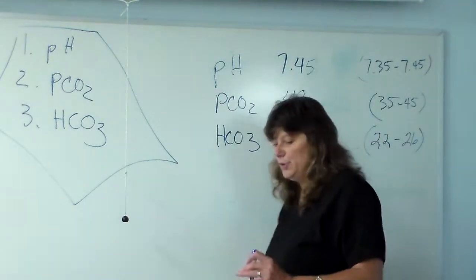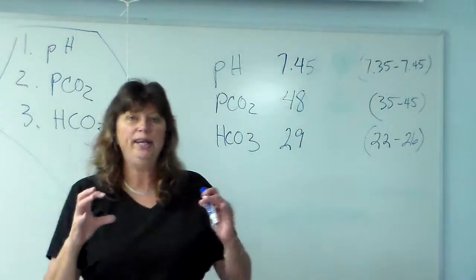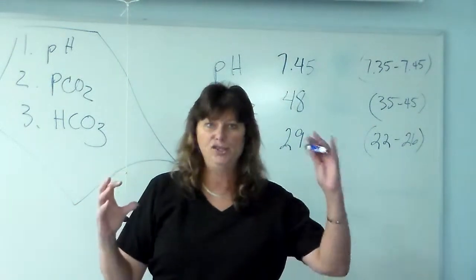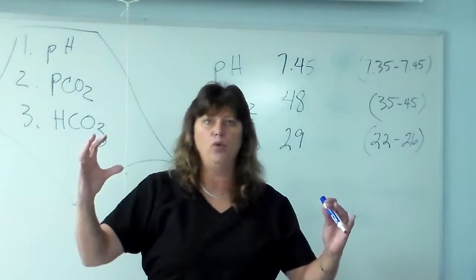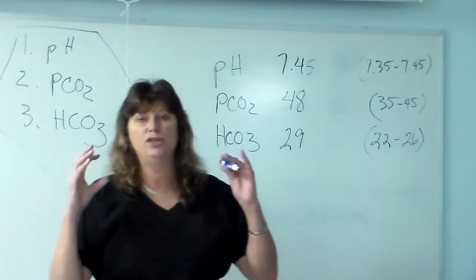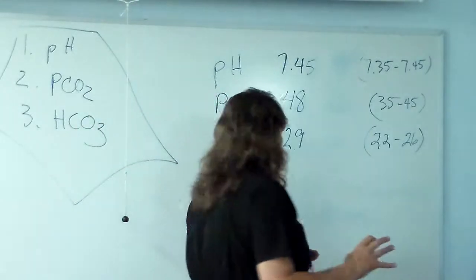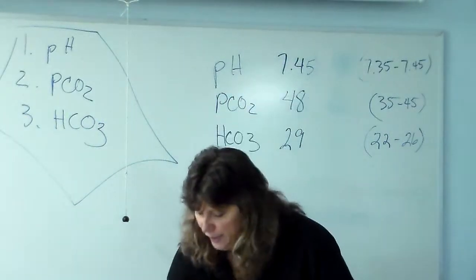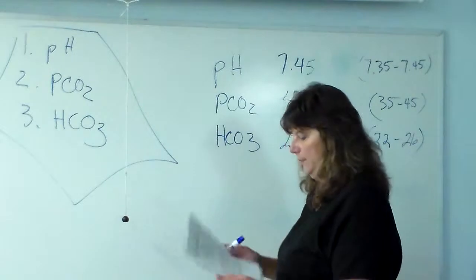And by fully compensated, we are compensating to maintain life. 7.35 to 7.45, because anything out of that range is not conducive to cellular life, okay? Not for very long. All right, let's try another one.